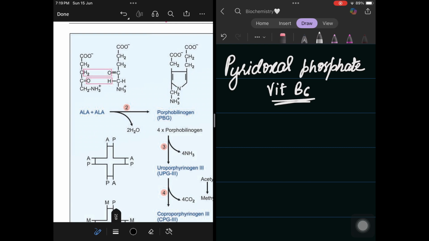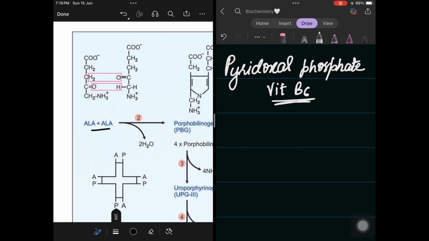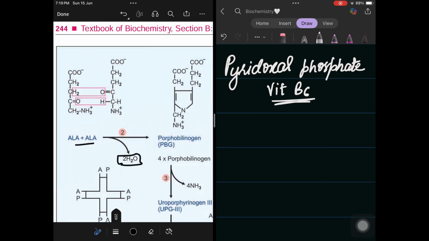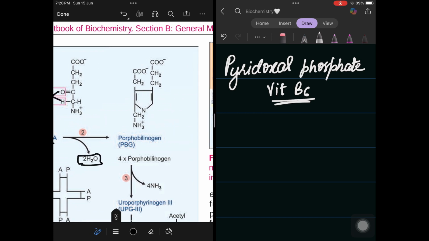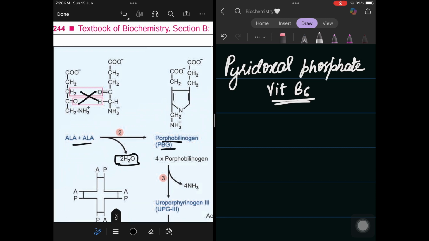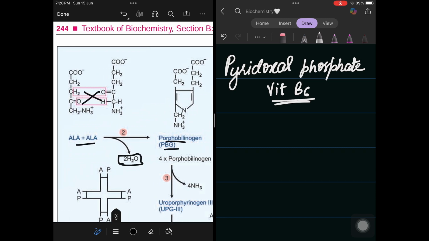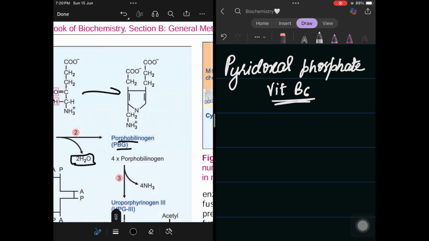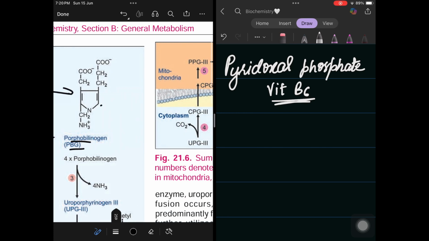Next, what do we do? They're taking two ALAs and removing water. So without even looking at it, I can tell that the enzyme is probably a dehydratase, right? So take two ALAs, remove two water. And next you get porphobilinogen. So how did we go from this to this? We're removing two waters and the rest of it is binding in the form of a pyrrole ring, right?